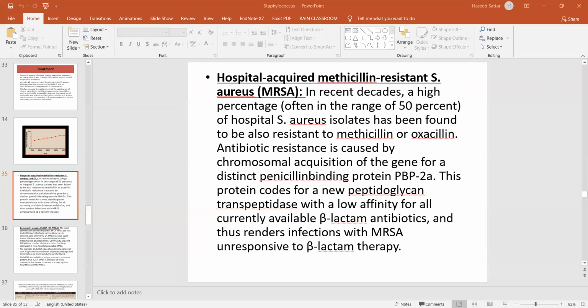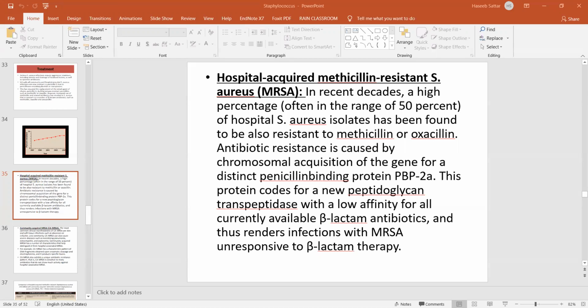So PBP is a penicillin binding protein, which is required for penicillin activity. But due to a change in this penicillin binding protein, there will be antibiotic resistance, especially against penicillin. These proteins code for a new peptidoglycan transpeptidase.